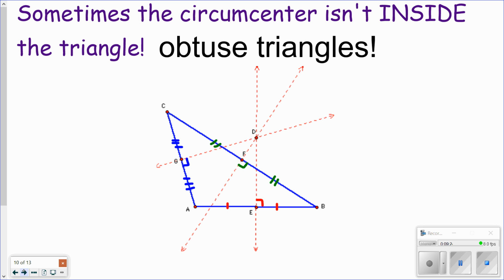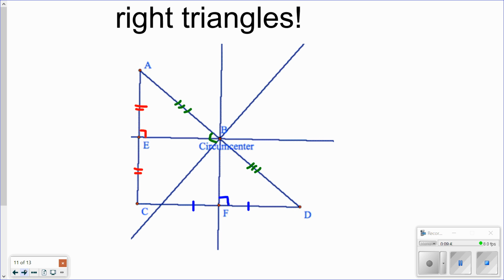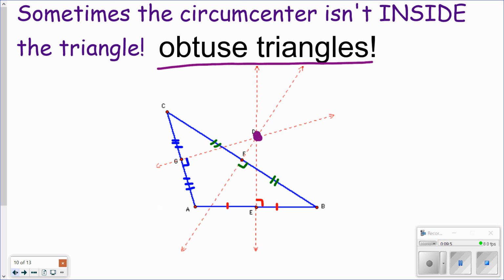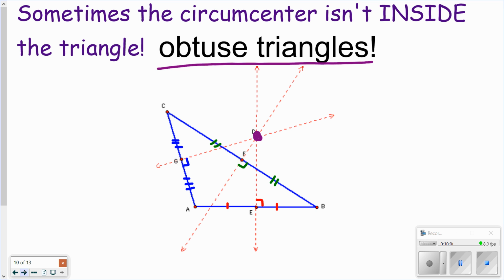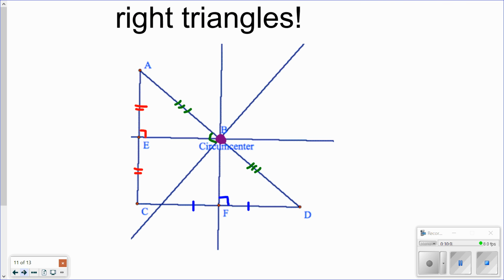Sometimes the circumcenter isn't inside the triangle. This would be as in an obtuse triangle. So if we find the perpendicular bisectors of each side of the triangle and find where they cross, in obtuse triangles they're going to be outside of the triangle. For a right triangle, the circumcenter is going to be on the hypotenuse, actually on the triangle. And I'll go back a few slides. Acute triangles are when they are inside the triangle, like in this example here. So acute, it would be inside. Obtuse, outside. And for right triangles, it's going to be on the triangle, on the hypotenuse.